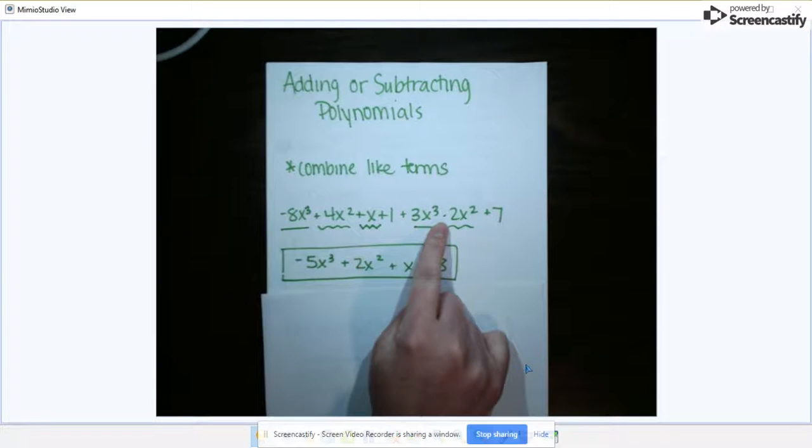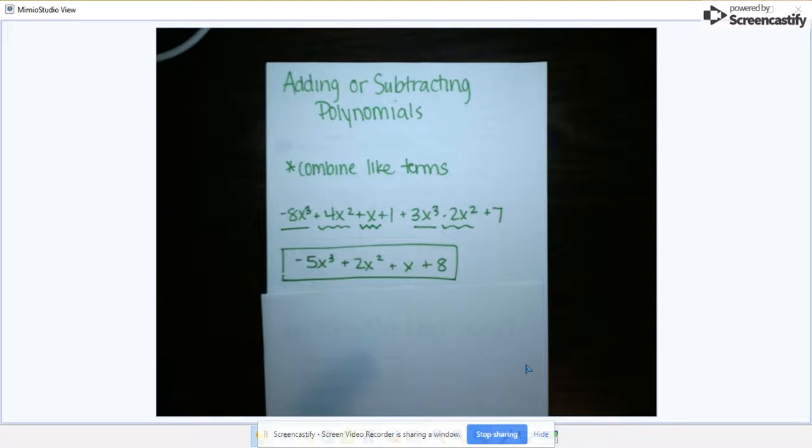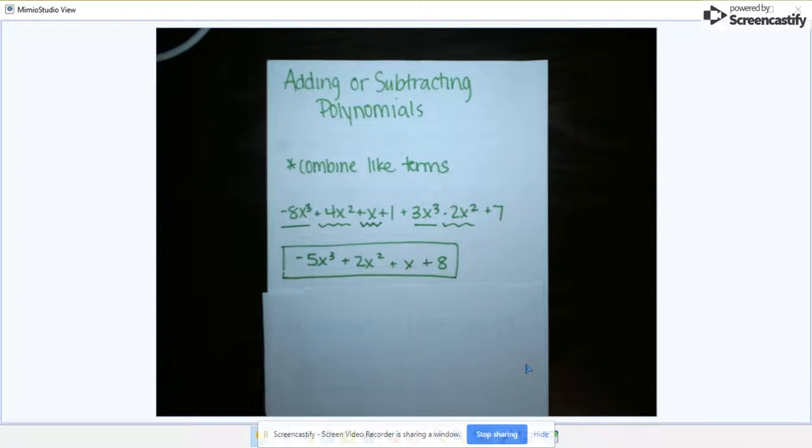Then I move on to my x squareds. That is a minus. It doesn't look like it, but it's a minus 2x squared. So we have a 4 minus 2, which gives us 2. This x, there's only one x, so it just gets copied down, and then we can combine our constants, 1 and 7, to get 8.